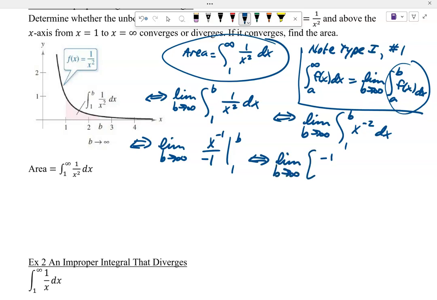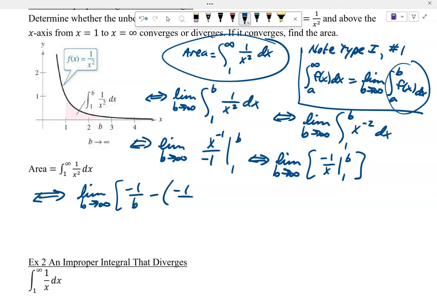So we have negative 1 over x from 1 to b. Let me come over here. Now let's throw in the b. So negative 1 over b minus negative 1 over, now I plug the 1 in. So we got the limit as b goes to infinity of negative 1 over b plus 1.